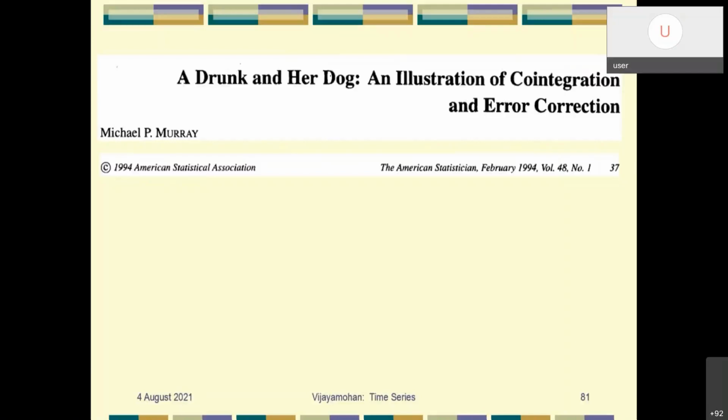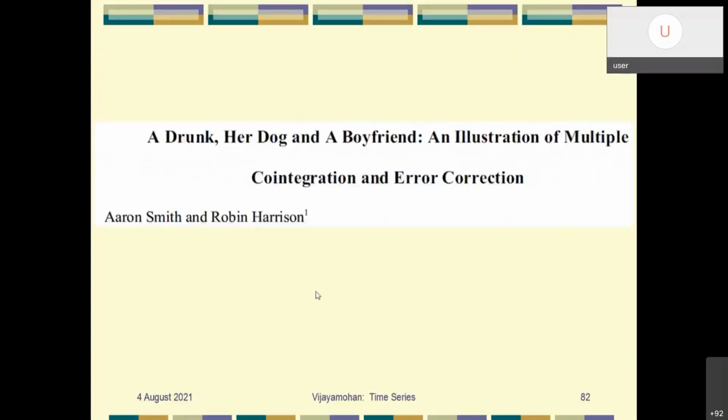So this article is available on the net. You can freely download it and have a read. It gives this particular example in very simple language, but with some equations. Then after that came another article, a drunk, her dog. Now a boyfriend also is added. An illustration of multiple cointegration and error correction by Smith and Harrison. This paper also is available on the net. You can have a happy reading of this also.